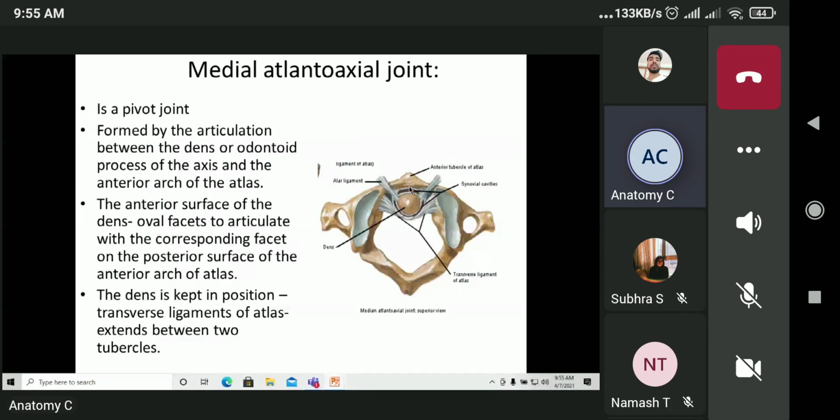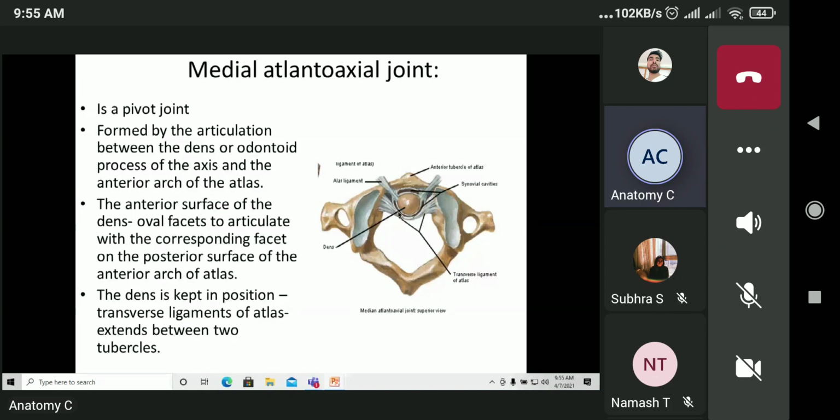It has a posterior surface. So this posterior surface will articulate with this anterior surface of the dens. Now the dens is kept in position by this transverse ligament of the atlas that extends from the tubercle. So this is the atlas, this is extending over here to here. So this is another MCQ question: which ligament keeps the dens in position?